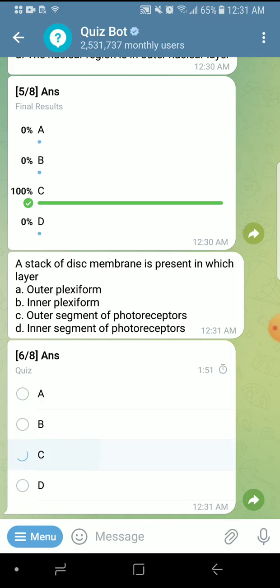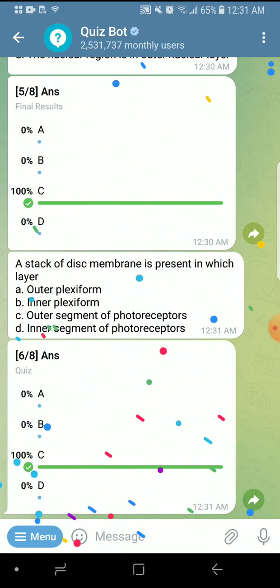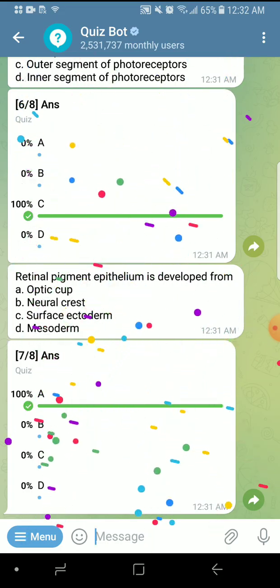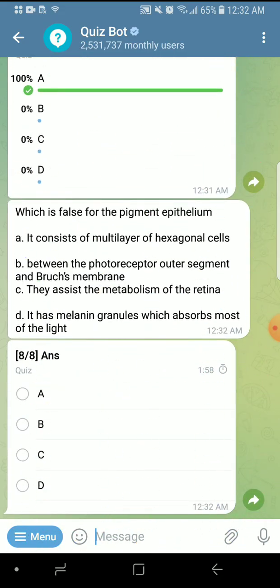I just told you. Now, embryology question. Any layer of the retina is developed from optic cup, which is also known as neuroectoderm. And which is false for retinal pigment epithelium? The first option you should know. It is a single layer, not multi-layered. Yes, hexagonal, but single layer.